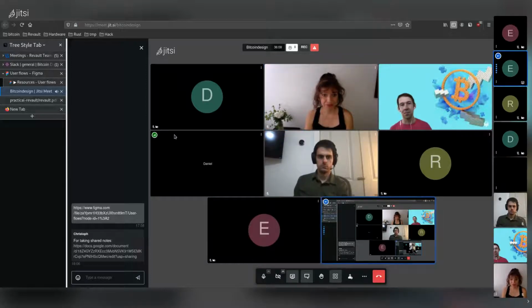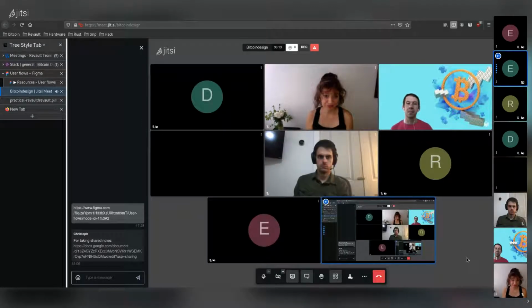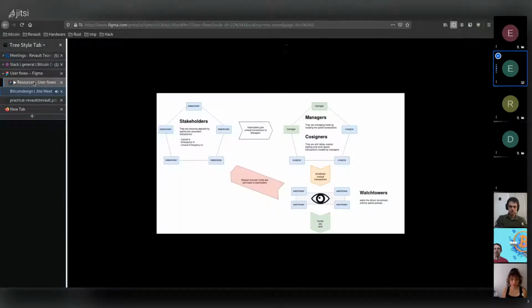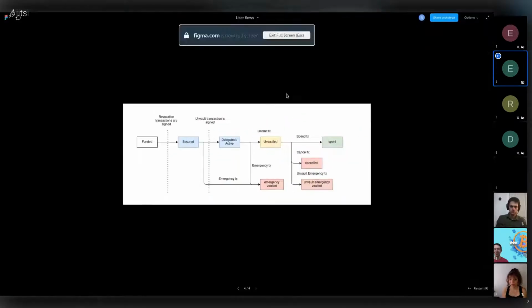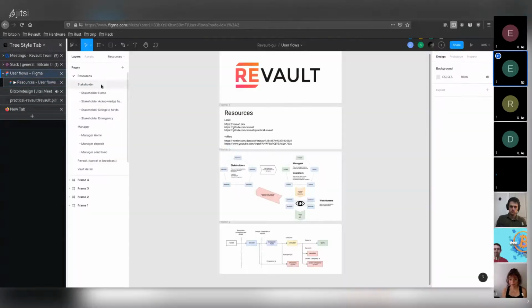When I show the GUI, everything will be more clear about the role of each user, because yes, it's quite complicated. Yeah, I think that will be clear then. Let's see if we have any feedback on the terminology, vocabulary, etc.